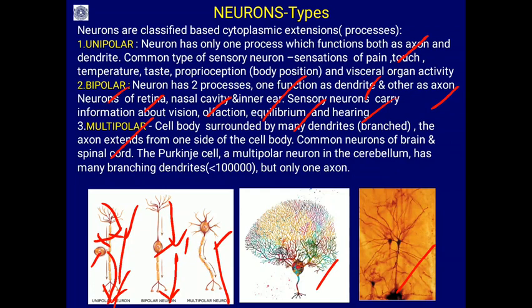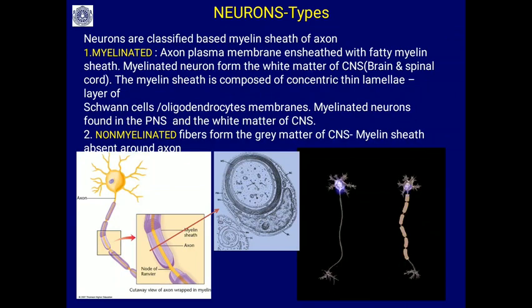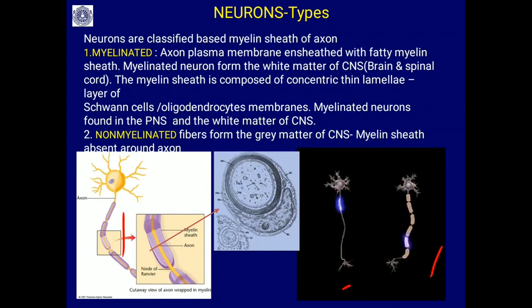These are all drawings. So next, the neurons, depending on the myelin sheath on the axon, are called myelinated neurons and non-myelinated neurons. In a myelinated neuron, the axon membrane is ensheathed. You will find there are two types here, and you can see here there is a myelin sheath on the axon, and here it is naked. So the myelin sheath is a fatty sheath. It is produced by the Schwann cell membranes. These myelinated neurons are present in the peripheral nervous system and the central nervous system.